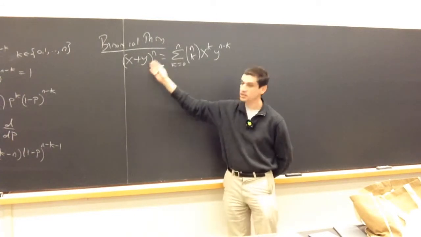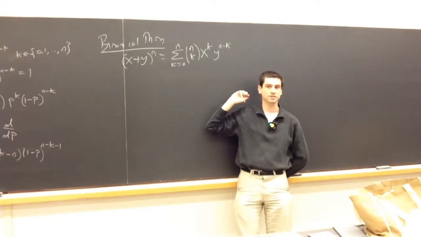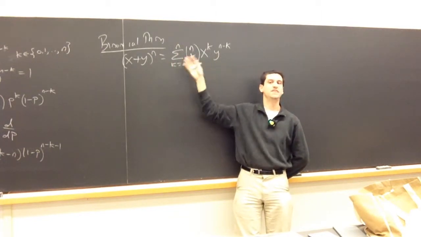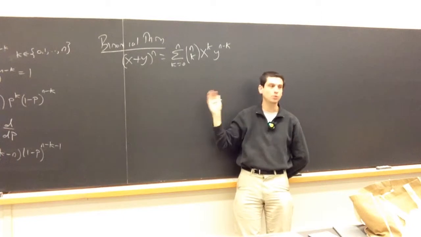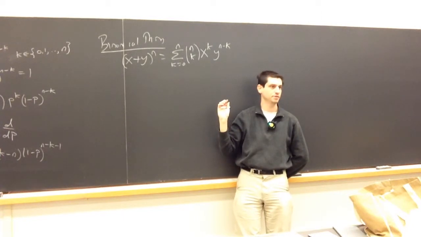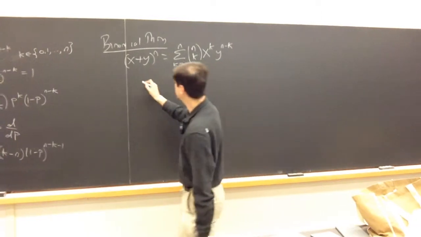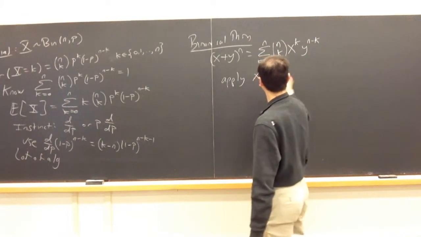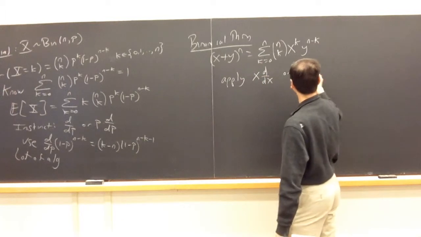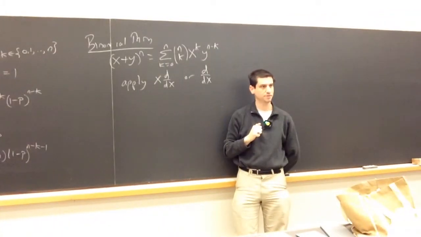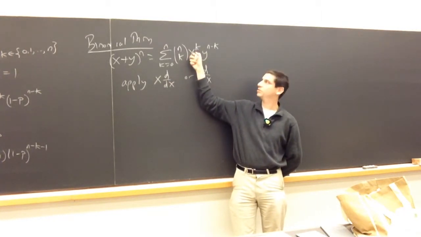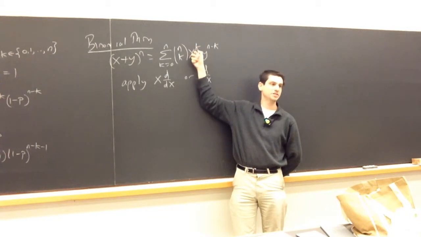If I just look at this expression, however, things are much nicer. I can differentiate this with respect to x first, then set x equal to p, then set y equal to 1 minus p. So if I do that, do we want to do x d by dx, or do we want to do d by dx? Which do you think we're going to want to do to get the mean? x d by dx. Because when we do d by dx, we're going to lose one power of x. We'll have x to the k minus 1. We want x to the k.